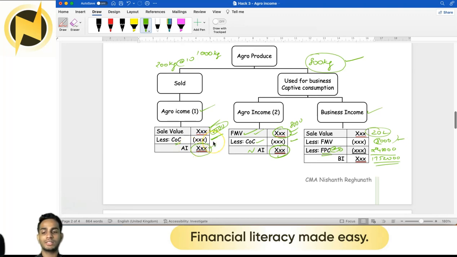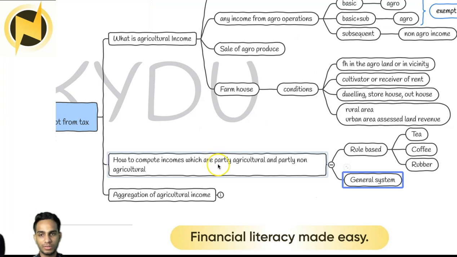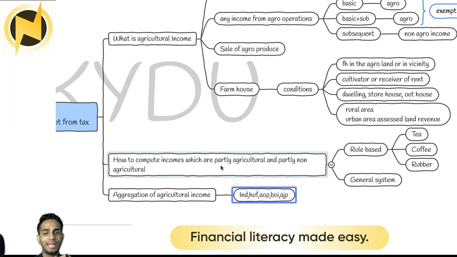So that's it for the second part of our study of agricultural income. Now we're going to the last area, aggregation of agricultural income. This is an area wherein only individuals, HUF, AOP, BOI, AJP, that's artificial juridical person, are covered. Sorry, I always get that word messed up. Only for those people: individuals, HUF, AOP, BOI and AJP.